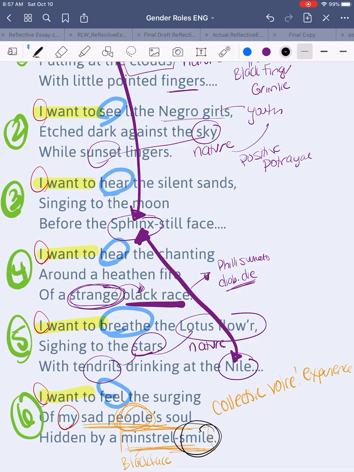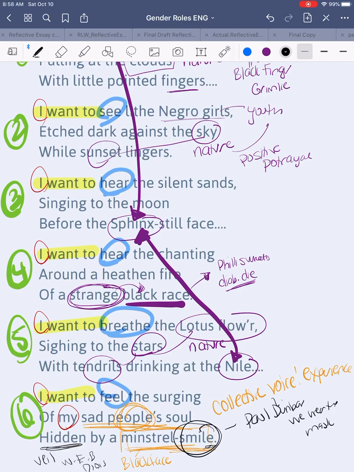We definitely can hear some echoes of Paul Laurence Dunbar's We Wear the Mask. He has a line that talks about we wear the mask that grins. So we see that echo here with smile. Also, the fact that the sad people's soul is hidden speaks to the veil that W.E.B. Du Bois talks about in The Souls of Black Folk.